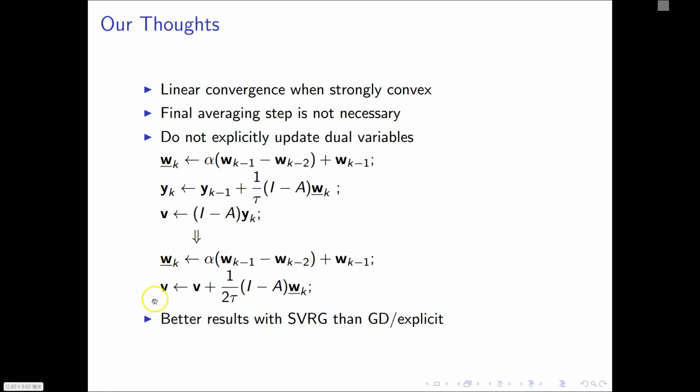Also, another thing is we observe better results with SGD as an inner loop to do the argument thing than gradient descent to an explicit solution. This is really weird, and we wonder why. If you're interested, you can email me to discuss further about this.